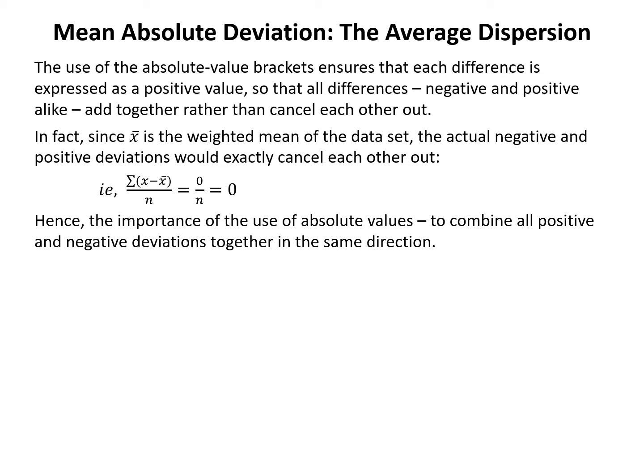And regardless of what the size of the data set was, regardless of what n was, it would always be 0 divided by n, which is 0. So without the absolute value sign, the mean absolute deviation would always equal 0 regardless of the data set, and we don't want that. We want the mean absolute deviation to mean something. So for that reason, we use absolute values. And what that does, in essence, is it combines all the positive and negative deviations together in the same positive direction.